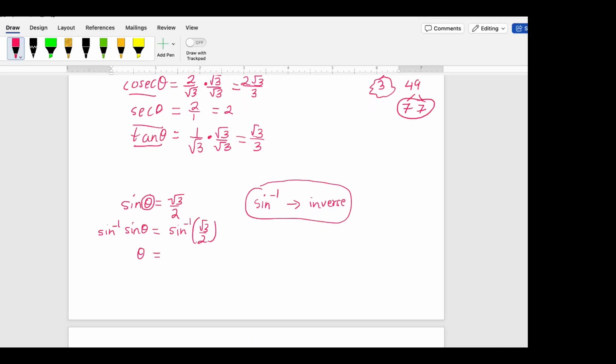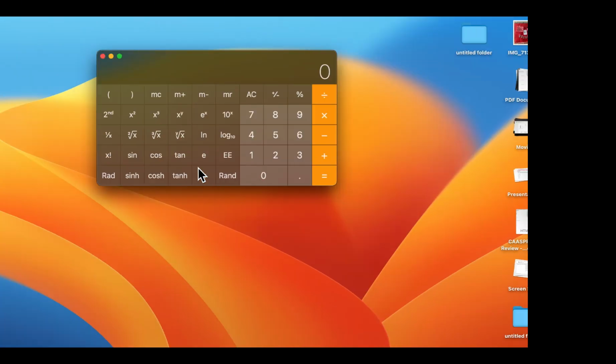So I have sine inverse of root 3 over 2. So in my calculator, what I'm going to do is I'm going to type second. When I do the second, my sine changes into sine inverse. So let me go back. Do you see how I have sine here, cosine, and tangent? We're not going to use sinh, cosh, tanh. We're just going to use sine, cosine, and tangent. And to change that into the inverse, I need to press second. And it switches into sine to the power of -1, which is sine inverse.